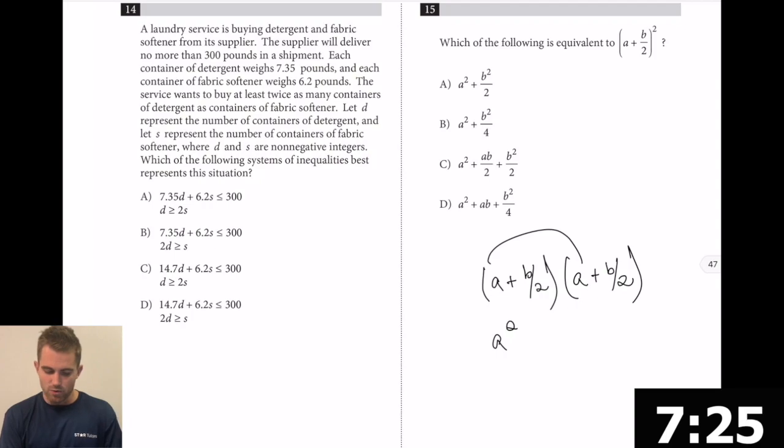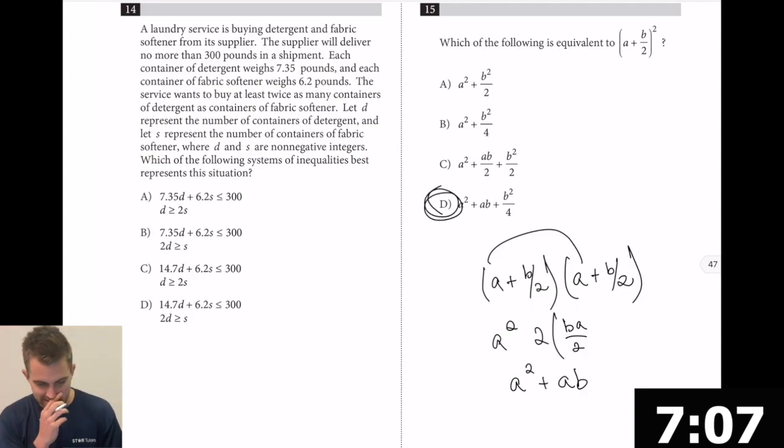Then we get 2 times 2BA over 2, so A squared plus AB, right? Okay, and then we get B squared times 4, so the answer here is D. That's a hard question though too. Let's see if we can do 14.